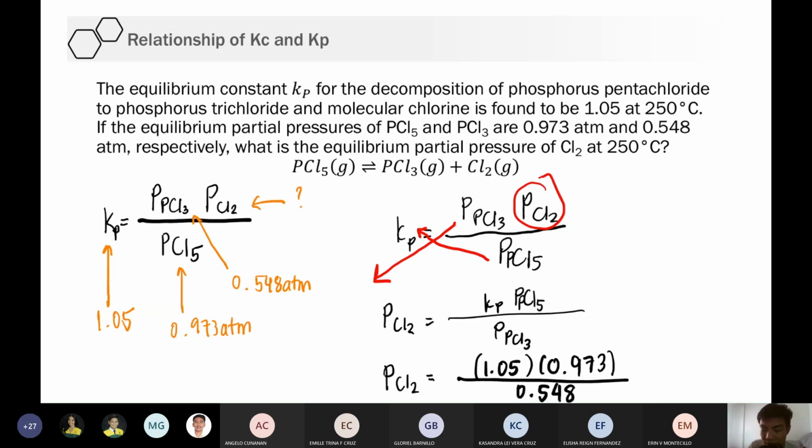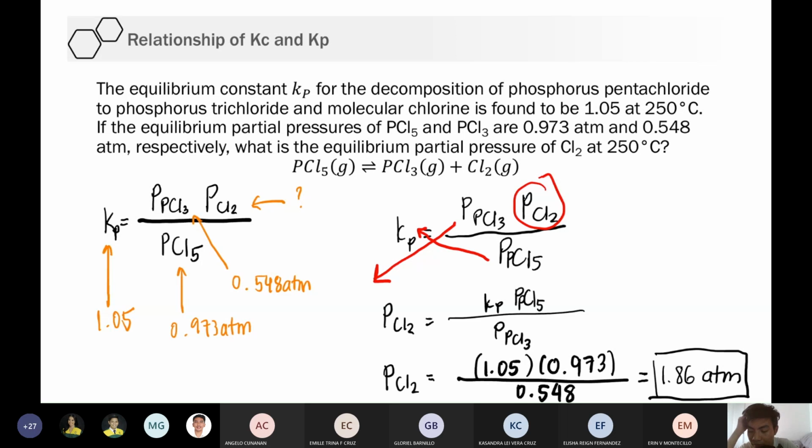Zoom nyo na lang dito sa baba yung screen nyo. Okay, so let's solve for the pressure of Cl2. Calculate lang yan. 105 times 0.973 divided by 0.548. So in 2 decimal places, our final answer will be 1.86 atm. Sa dulo mo na isusulat yung pressure unit. Okay. Automatic po na kapag pressure, ang gamit ay atm.